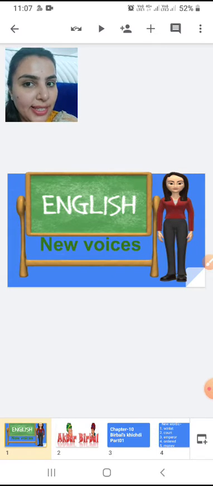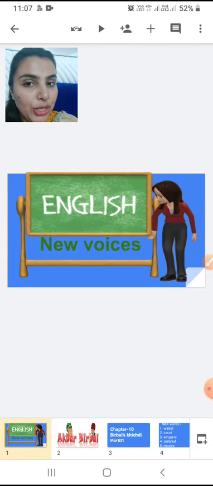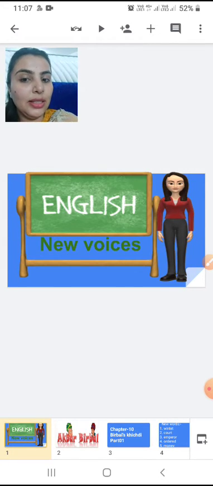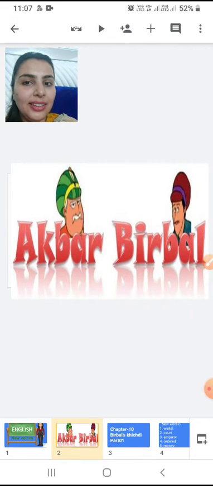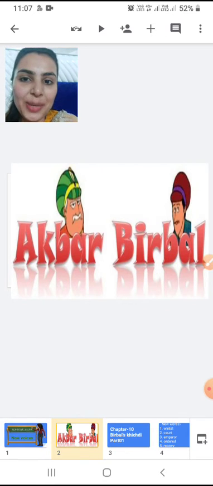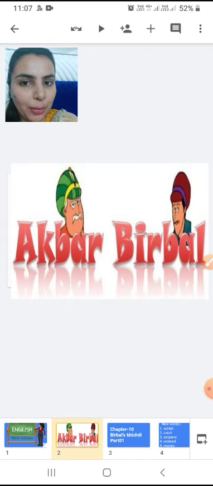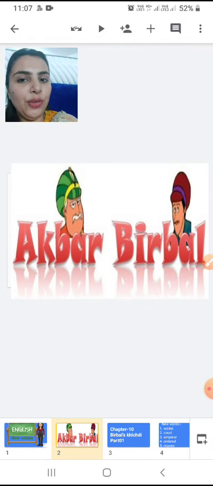But before that, any guess? Who is that king and who is his vice president? The name of the king is Akbar, and the vice president is Birbal. So, have you ever heard these stories of Akbar and Birbal from your grandparents or from your parents? Many of you have heard, I hope. Today we are going to study the story of Akbar and Birbal. I hope you have seen some cartoons of them.